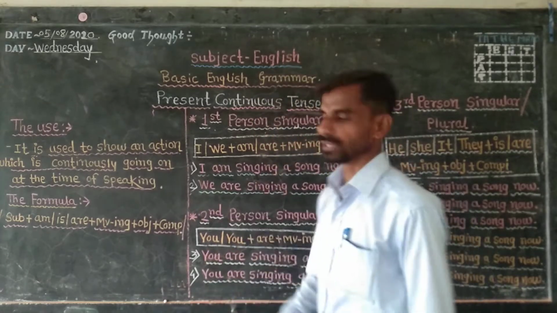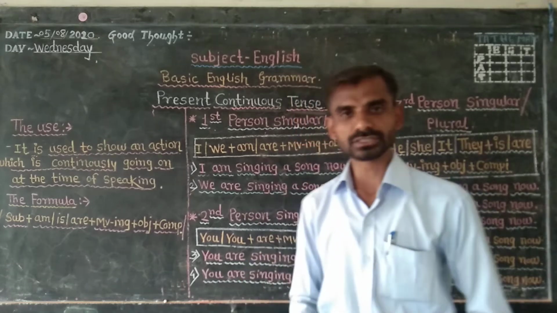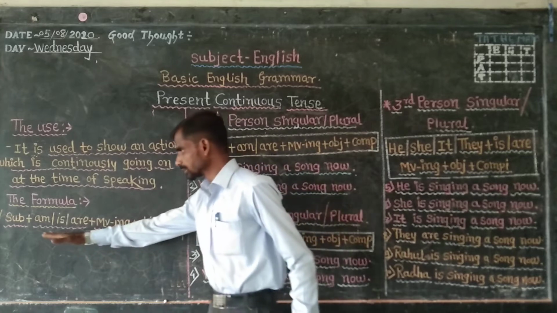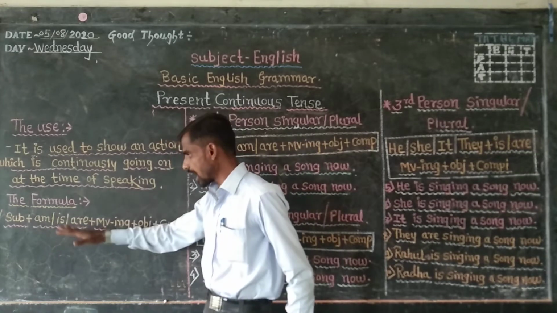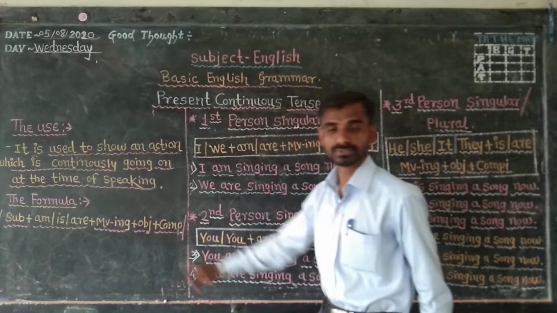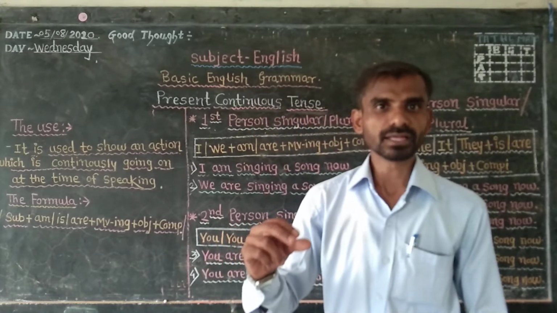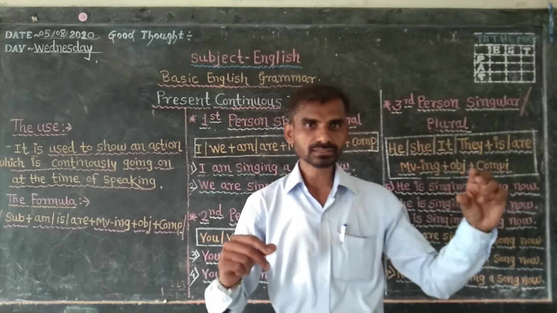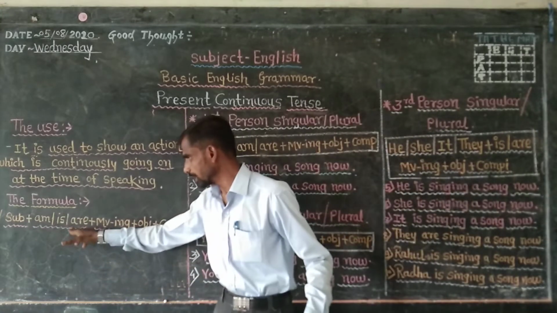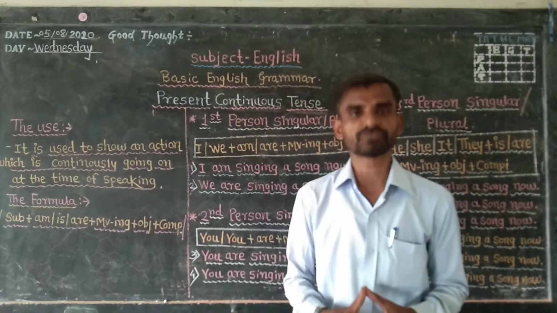Yes, the formula. Now once again the formula. It is not so much complicated, much simple. Let us see. Subject plus am, is, are plus main verb ing plus object plus complement. Once again, subject plus am, is, are plus main verb ing plus object plus complement, which means these helping verbs we have to change as per the demand of the subject.